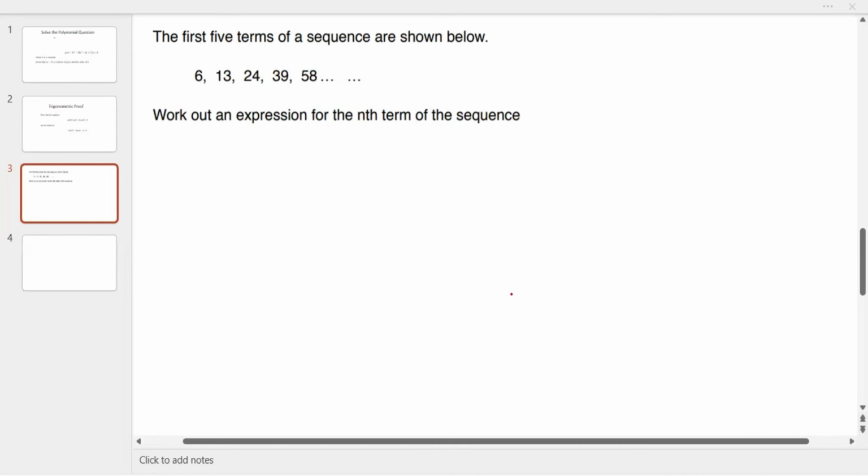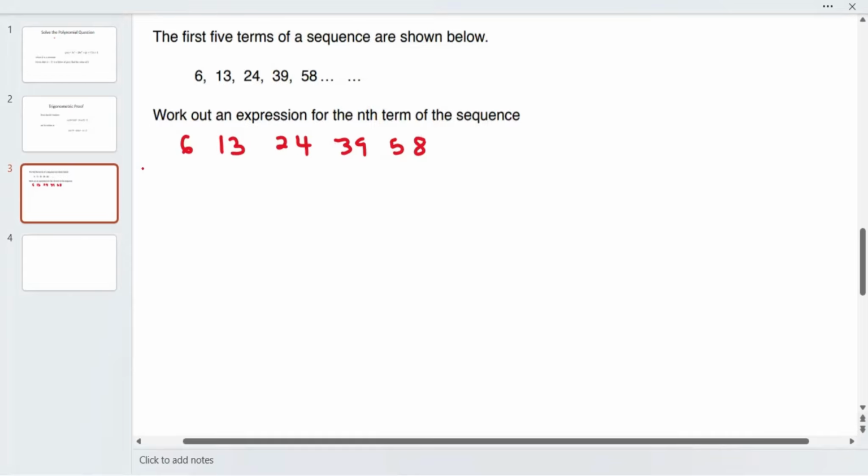Is it a linear sequence? Is it a geometric sequence? Is it a quadratic sequence? So this is what we do. We pick the sequence out. We have 6, 13, 24, 39, 58. Now, we want to determine if it is a linear, a geometric, or a quadratic sequence.